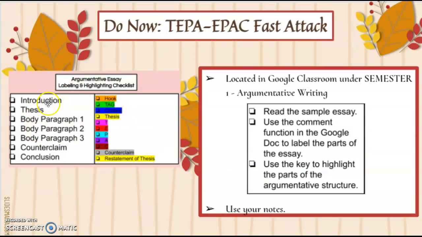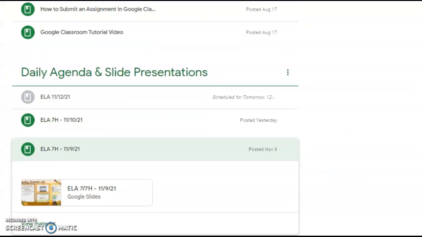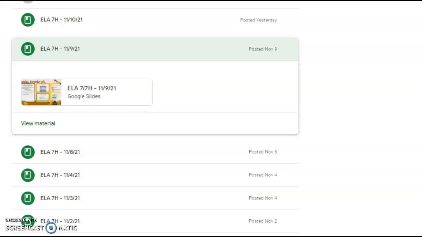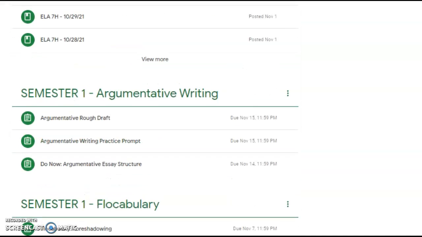Then I want you to use this key, remember we've talked about what a key is, to highlight the different parts of an argumentative structure. Use your notes if you need help. Let me show you exactly where to find that in case you're confused on the do now. Okay, we are doing this all week. So Monday, Tuesday, Wednesday, and Friday. There will be no school on Thursday.